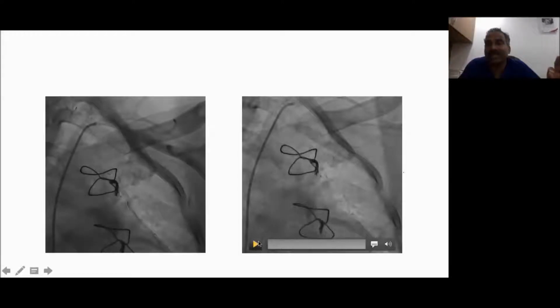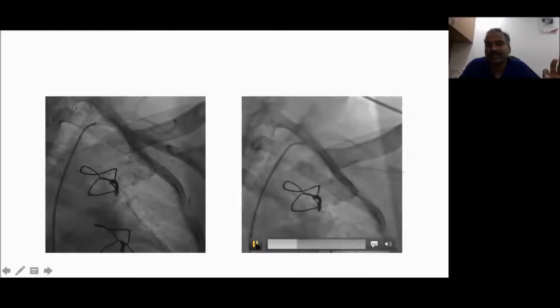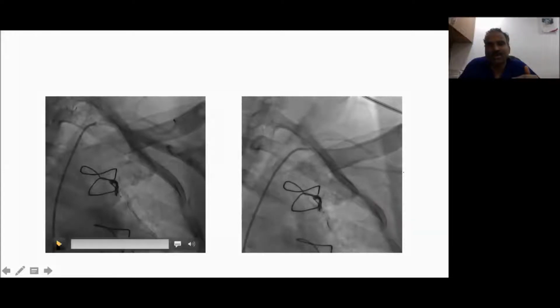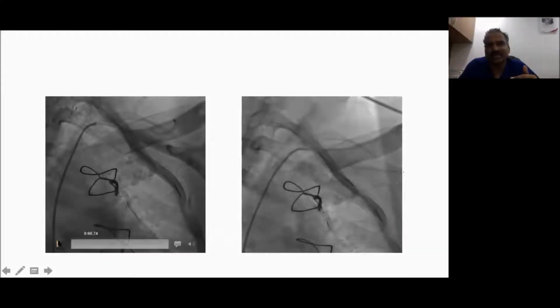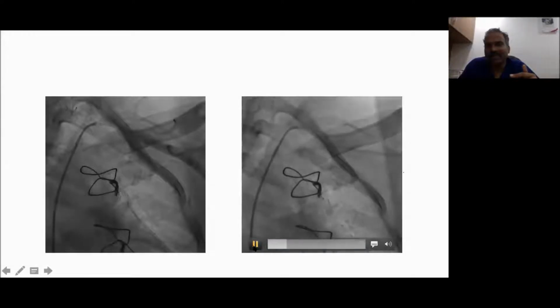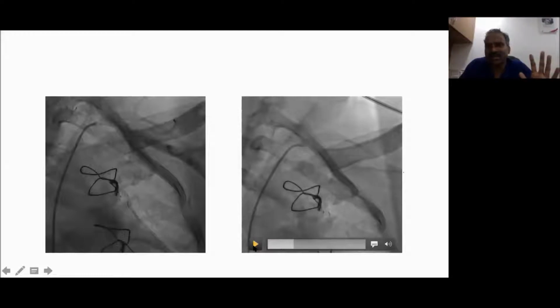You see the tip of the catheter. What is happening to the tip of the catheter? Are you able to see? See, the tip is coming more and more anterior. My catheter is in this position when I injected non-selectively, and then I have not done anything. See, my catheter position is there, but I am just turning the catheter anticlockwise so that it faces anteriorly, which I can appreciate.